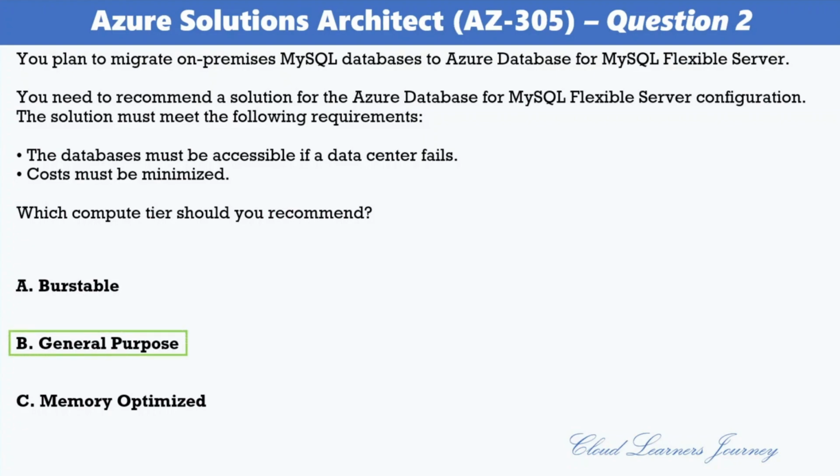General purpose. The flexible server service is available in 3 SKU tiers: burstable, general purpose and business critical. High availability isn't supported in the burstable compute tier. So the general purpose is better suited, which requires high availability, scale and predictable performance.